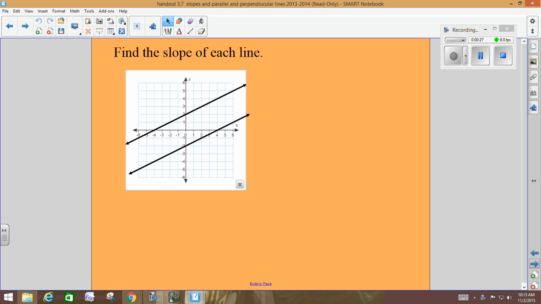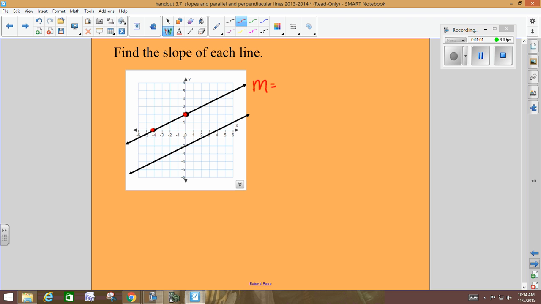Pick 2 points? What would you suggest? (0, 2), like this one right here? Good ones that make nice intersections, right? It would be bad to pick that point because I'm not sure where it is on the y-axis. Okay, so if I use those 2 points, how am I going to find the slope then? Count it, right? Go up and over. So I go up 1, 2, and then I went right 1, 2, 3, 4.